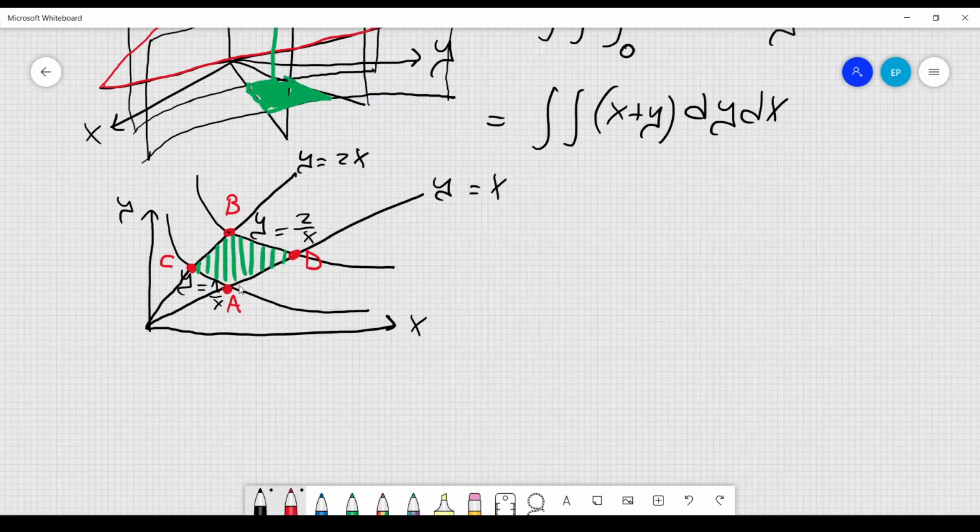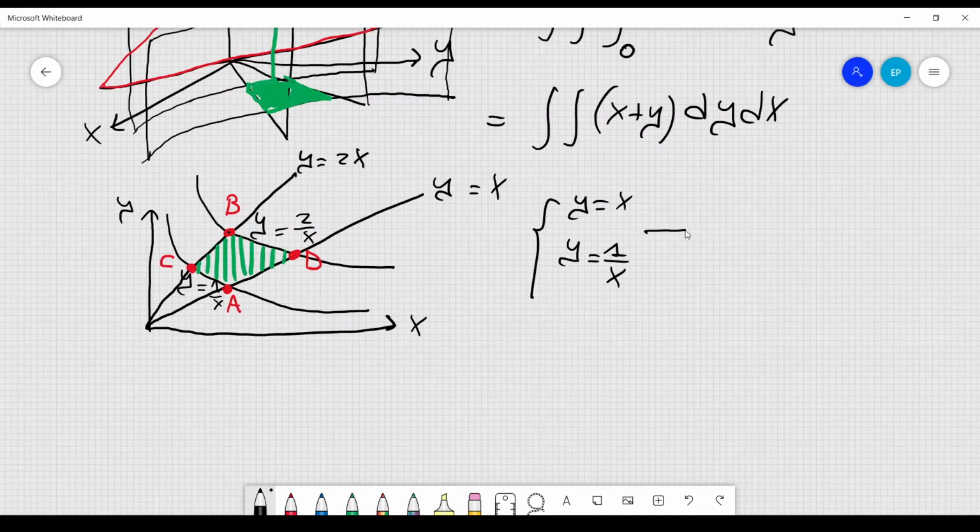If I want to find, for example, the coordinates of the point A, I have to make a system where I consider the line y equal to x and y equal to 1 over x, and I have to make a system out of it because I need to find the point which lies on the curve y equal to 1 over x and also on the line y equal to x.